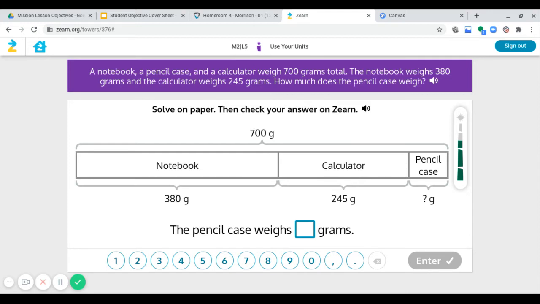But it is made up of three parts, so this is why it's a multi-step problem. And I'm going to actually have to use addition and subtraction. Okay, so what steps do I need to take? Well, first, I need to figure out what two of these three parts, the notebook and the calculator, are combined. So how do we figure out what they are combined? Yeah, we need to add them. We need to add 380 plus 245.